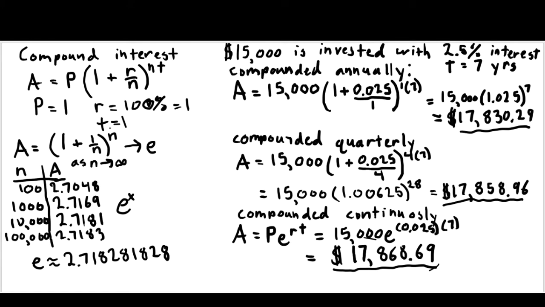Similarly, if you invest $1 at 100% interest for 1 year, no matter how many times you compound that, the most it would ever grow to would be about $2.72. Which is pretty good. Your dollar grows to $2.72, but this represents the maximum, no matter how many times you compound it. It will never grow higher than that.